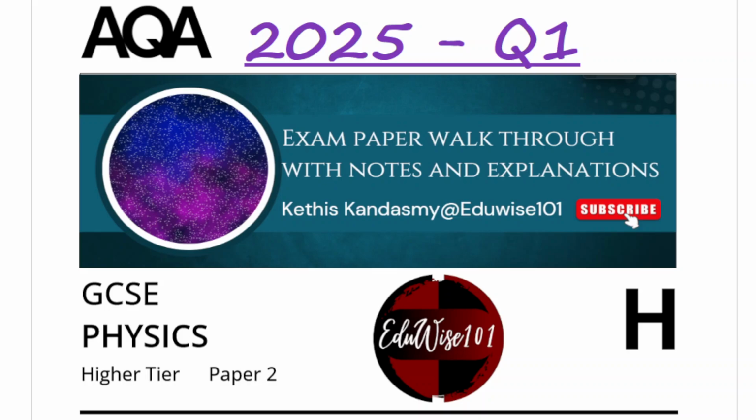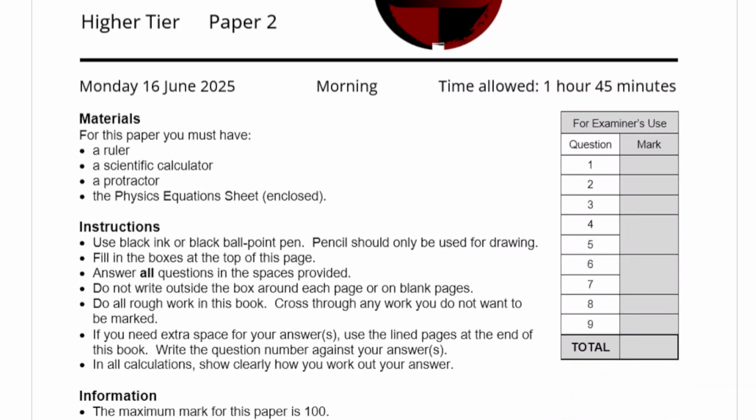In this video, I'm going to go through the AQA Physics Paper 2 Higher Tier from 2025. This paper is 1 hour 45 minutes long and is out of 100 marks, and it has 9 questions.